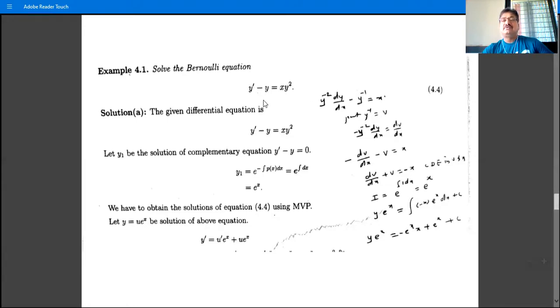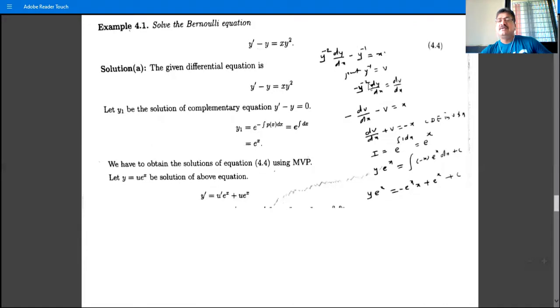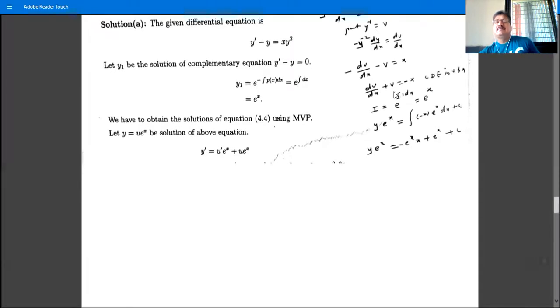So dividing throughout by y square, or multiply by y raised to minus 2, we have y raised to minus 2 dy by dx, minus y raised to minus 2 into y raised to 1, which is y raised to minus 1, is equal to x. Then substitute y raised to minus 1 as v, and its derivative is minus y raised to minus 2 dy by dx, equal to dv by dx. So y raised to minus 2 dy by dx is minus dv by dx, minus v is equal to x. Change the sign throughout, so dv by dx plus v is equal to minus x, which is a linear differential equation in v and x.